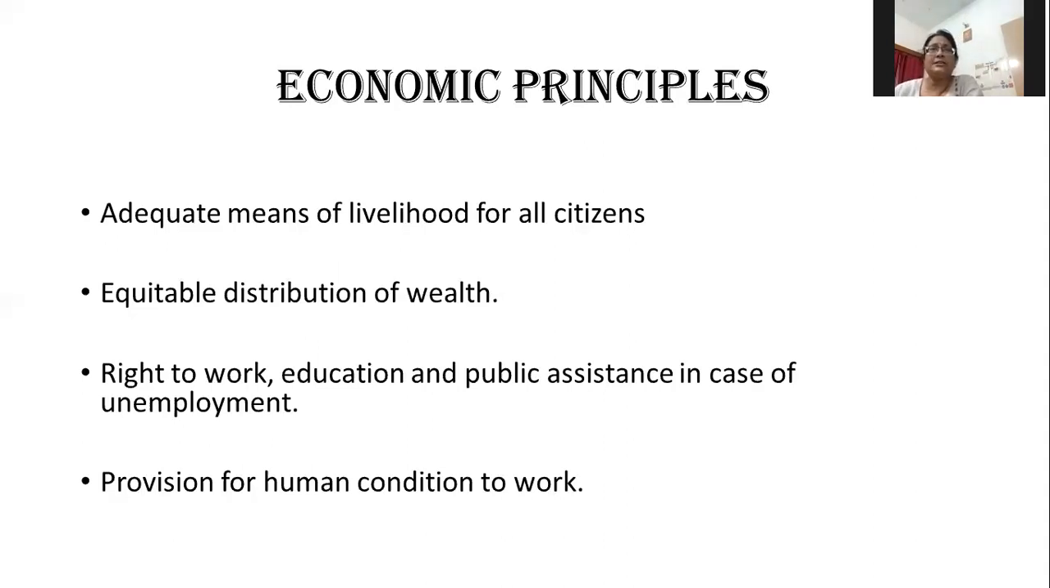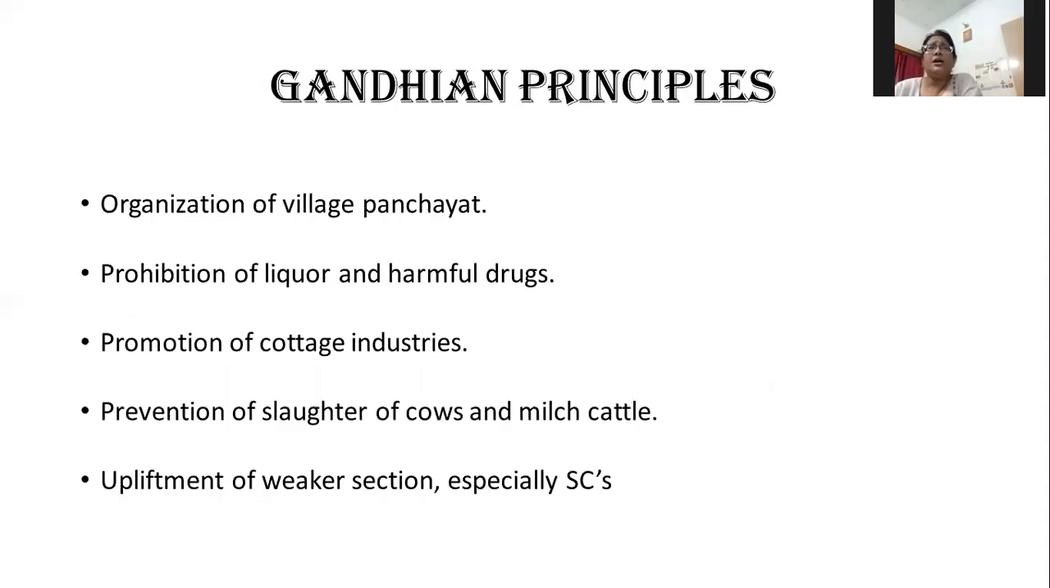Next is the Gandhian principles. Gandhiji wanted village panchayat, that I have told you, the three-tier village panchayat, prohibition of liquor and harmful drugs. Now you will say, teacher, the liquor is being sold, the drugs are being sold. What to do? We Indians can't live without liquor. Anyway, Gandhiji said that no liquor has to be manufactured or sold, drugs should be banned, but still drugs are used. Now these drugs sometimes are used for the treatment of diseases, so we have to use them.